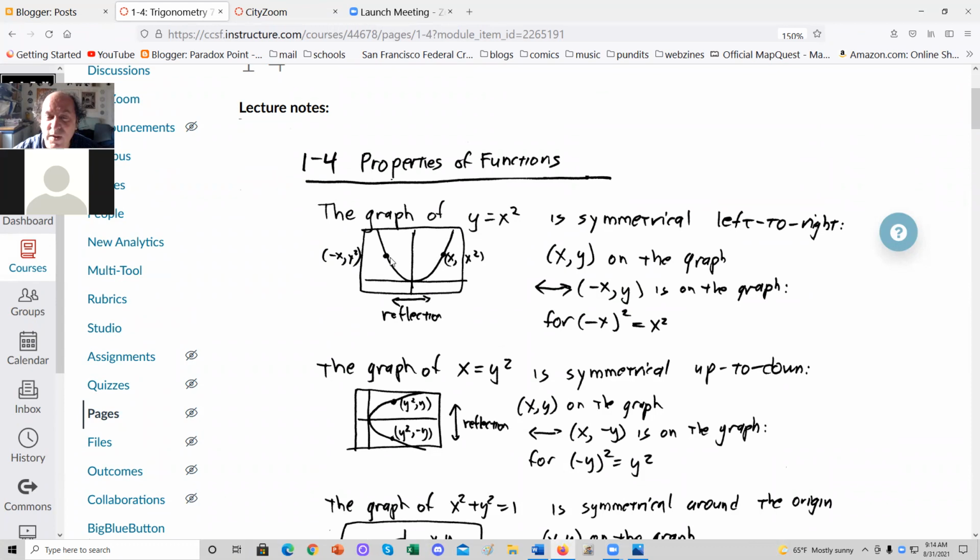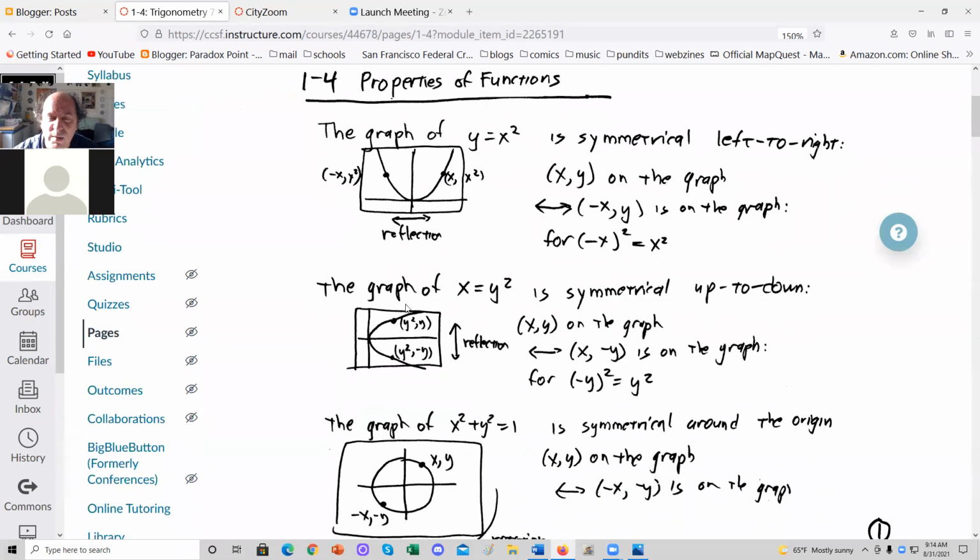Anyhow, if there's a point (x, x squared) on the graph, then the point (negative x, x squared) is also on the graph. So these two are symmetrical from left to right. It's symmetrical through the y-axis. Now here we have x equals y squared, the same graph on its side, and it's symmetrical up or down. Flip y to minus y, x stays the same.